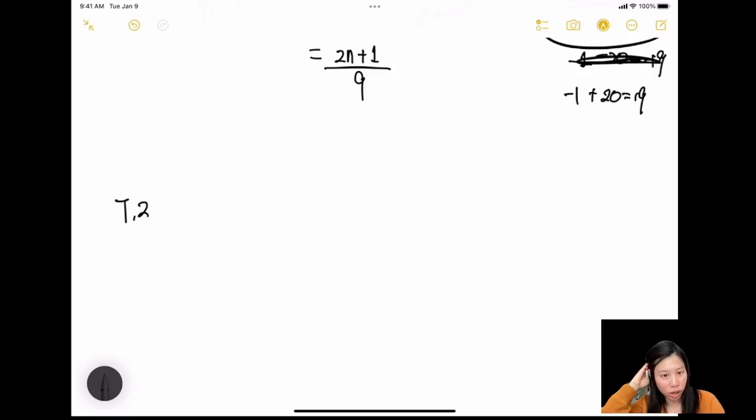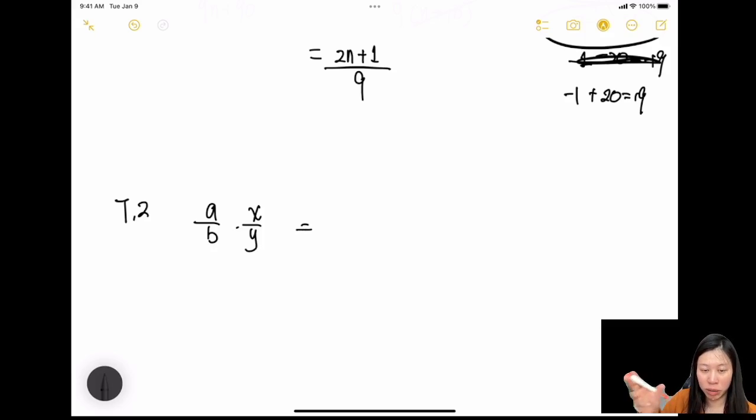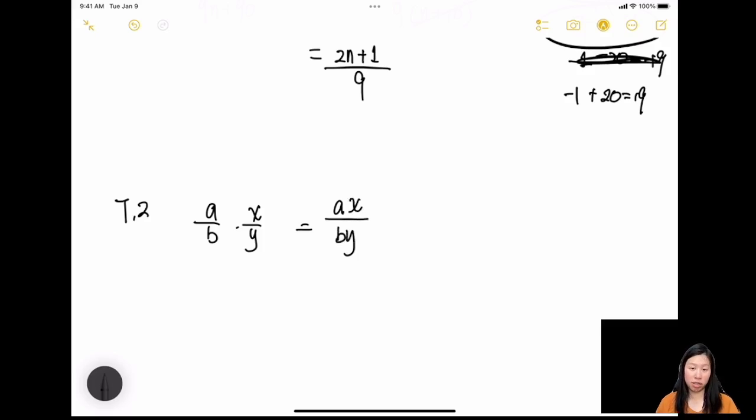Okay, so in this practice, we talked about how to multiply and divide with rational expressions. It's going to follow the same rules as single numbers. If a over b times x over y, you multiply the numerator by the numerator and the denominator by the denominator. So we have ax over by.